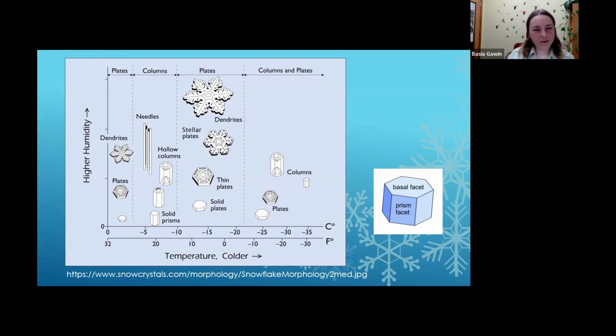So if you look to the left of the diagram, you'll see needles. Those form when those water molecules are preferentially attaching to the top and bottom, so those basal facets, and over time it'll grow into this very tall hexagon. Versus if you go to colder temperature, lower humidity, you'll start seeing plates, and in that case, it's attaching to the sides or those prism facets more so than the basal facets, so it'll start growing wide instead of tall.